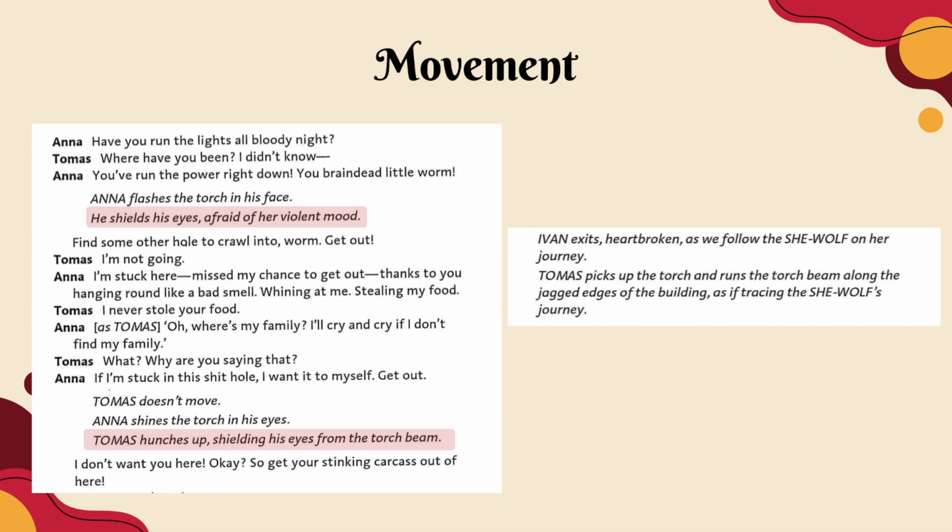But Thomas's mood towards the beginning of the extract is really different to what we see at the end of the extract. In the lines, Thomas picks up the torch and runs the torch beam along the jagged edges of the building, as if tracing the she-wolf's journey. We can see that he is physically more confident now, as compared to how worried and scared he was of Anna towards the beginning. This also shows the impact of storytelling on Thomas. It made him feel a bit more safe and calm.